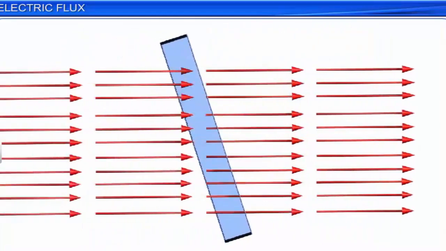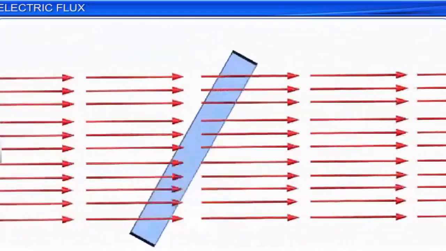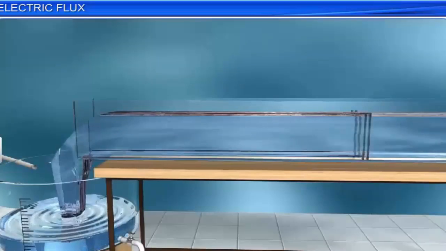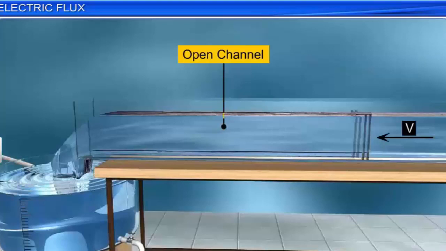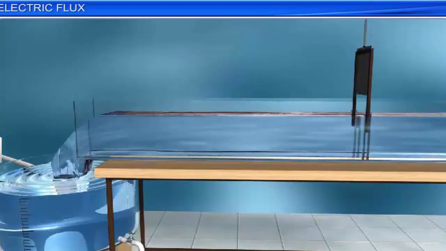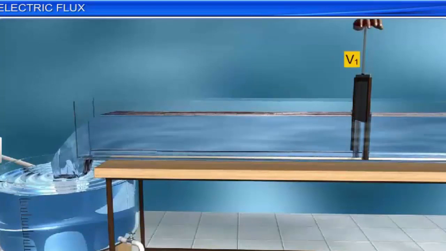Let us use an analogy to understand electric flux better. Consider water flowing through a rectangular open channel at uniform velocity and draining into a measuring jar. A valve V1 is introduced to regulate the quantity of water flowing into the channel.